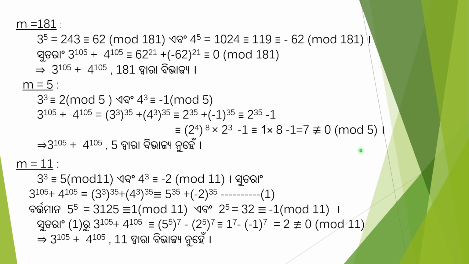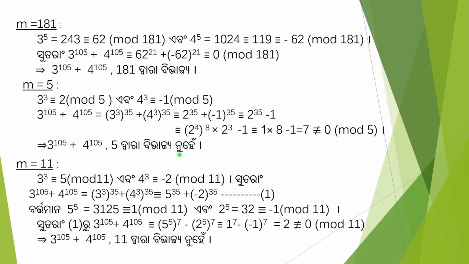16, modulo 5 is 1. So 2 to the power 4 is congruent to 1, so 1 to the power 8 is 1, so 1 into 2 to the power 3, that is 1 into 8 minus 1, that is equal to 7, which is not congruent to 0 modulo 5. So we find that 3 to the power 105 plus 4 to the power 105 is not divisible by 5.